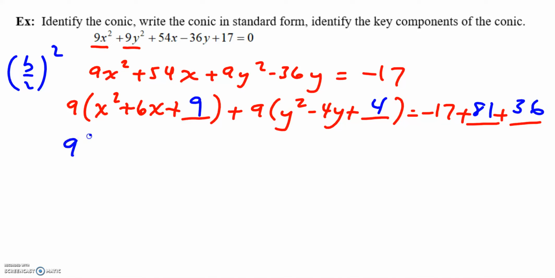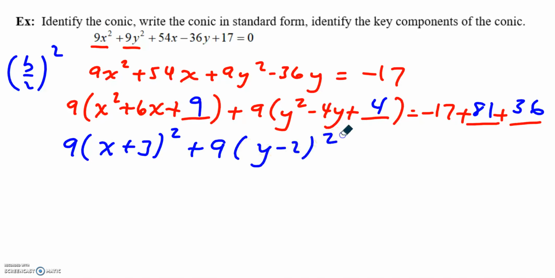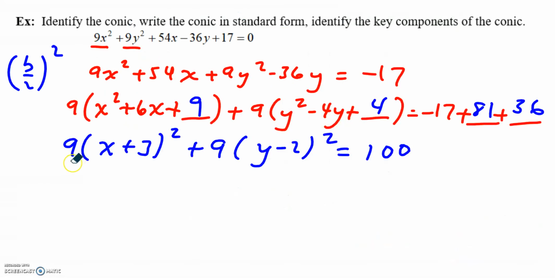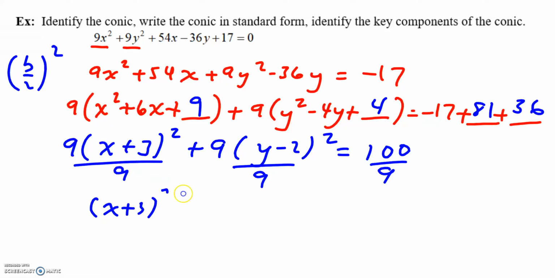If I continue completing the square, this becomes x plus 3 quantity squared, and this becomes y minus 2 quantity squared equals negative 17 plus 81 plus 36 gives me a nice answer of 100. Now, if you notice back on the previous example, we did not have any coefficients in front of the parentheses. So what I'm going to have to do is divide everything by 9 because we want nothing in front of those parentheses. So I'd have x plus 3 squared plus y minus 2 squared equals 100 over 9.